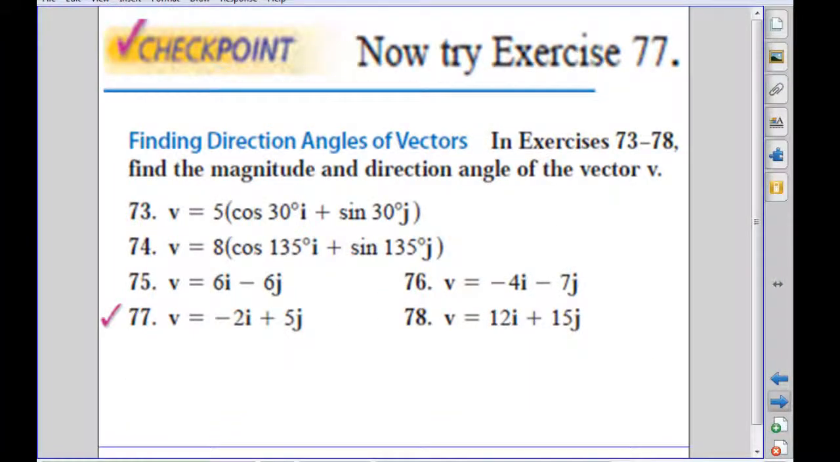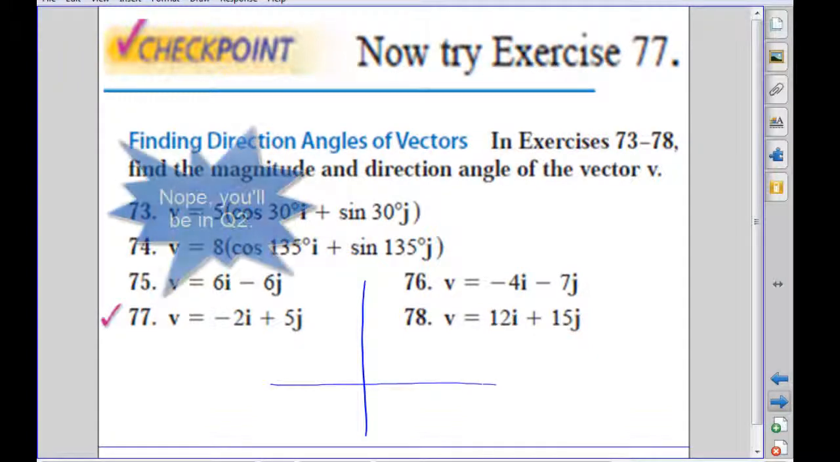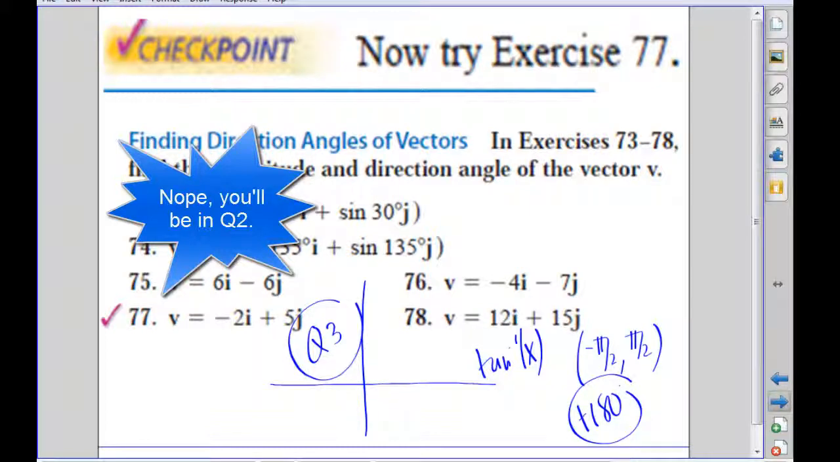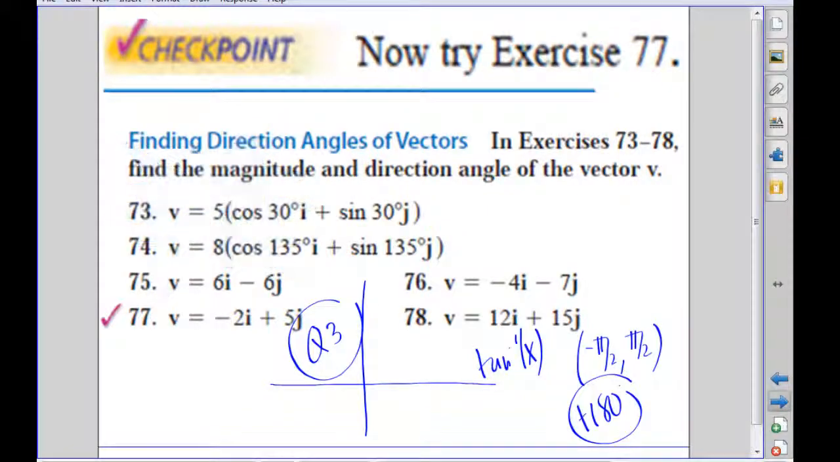All right, go ahead and try exercise 77. So negative 2i minus 5j looks like you're going to be working in quadrant 3. Remember that inverse tan is defined only on the interval from negative pi over 2 to pi over 2. So my hunch is that when you take the inverse tangent, you will need to add 180 degrees to get a result in quadrant 3. Check your answer in the back of the book. Come back when you're done.